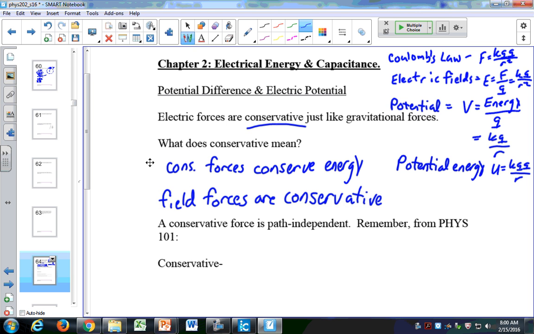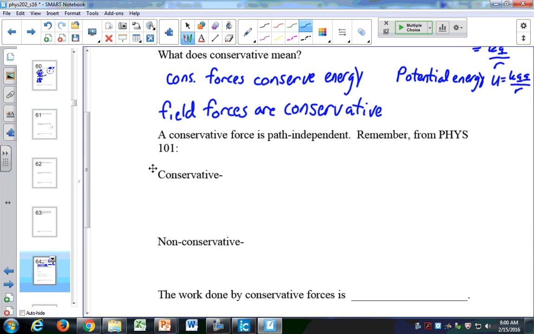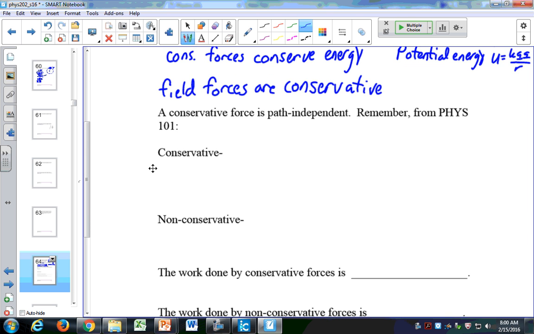Gravitational forces and electric forces, as far as we're concerned. There are some nuclear forces that are also conservative, but we won't deal with those. Let's see. The conservative force is also path independent. That means that the amount of work that it does is not dependent upon the path. We'll see that in just a bit.